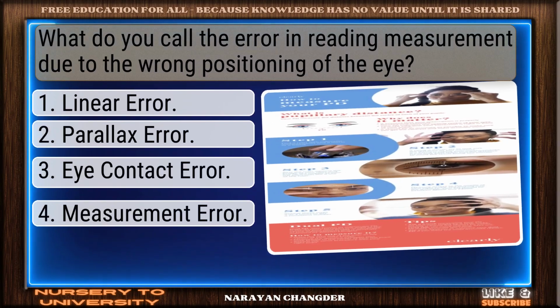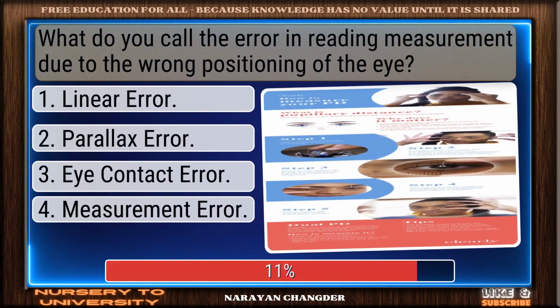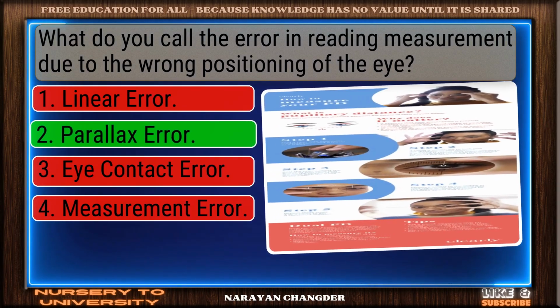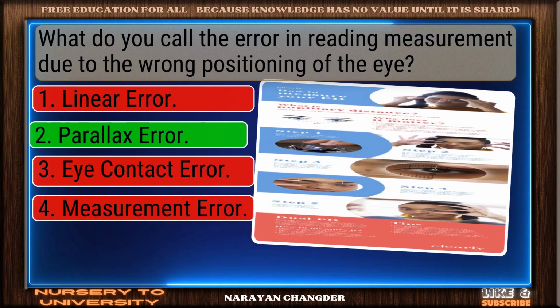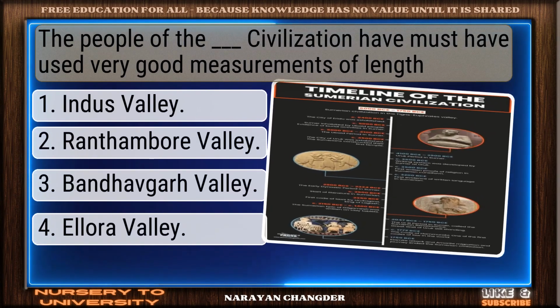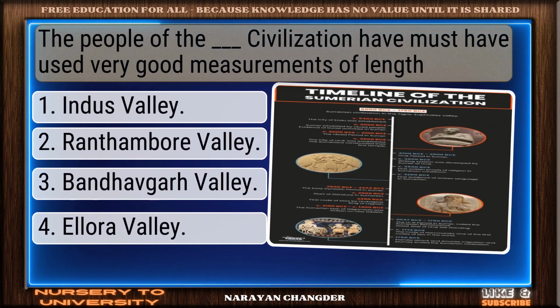What do you call the error in reading measurement due to the wrong positioning of the eye? Clear logic. Your choice parallax error is sound and 100% true. The people of the dash civilization must have used very good measurements of length.